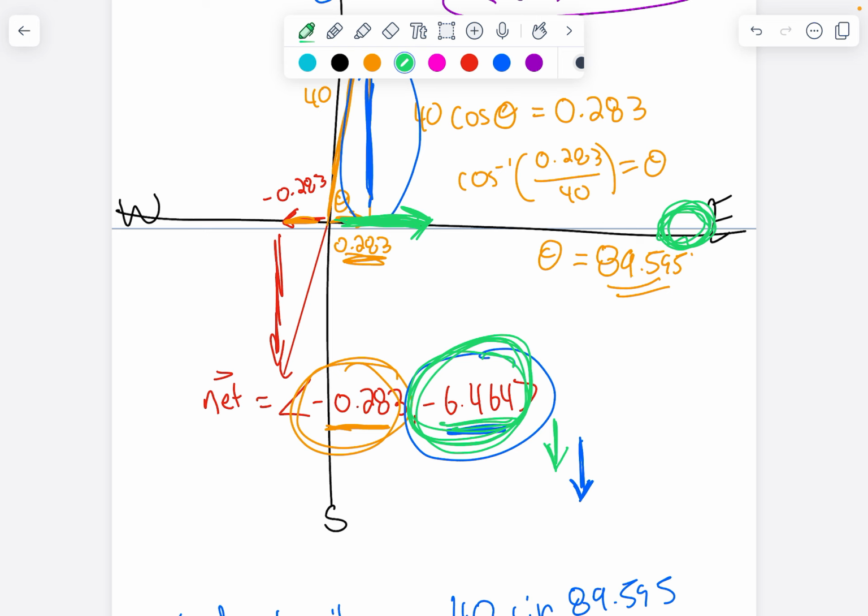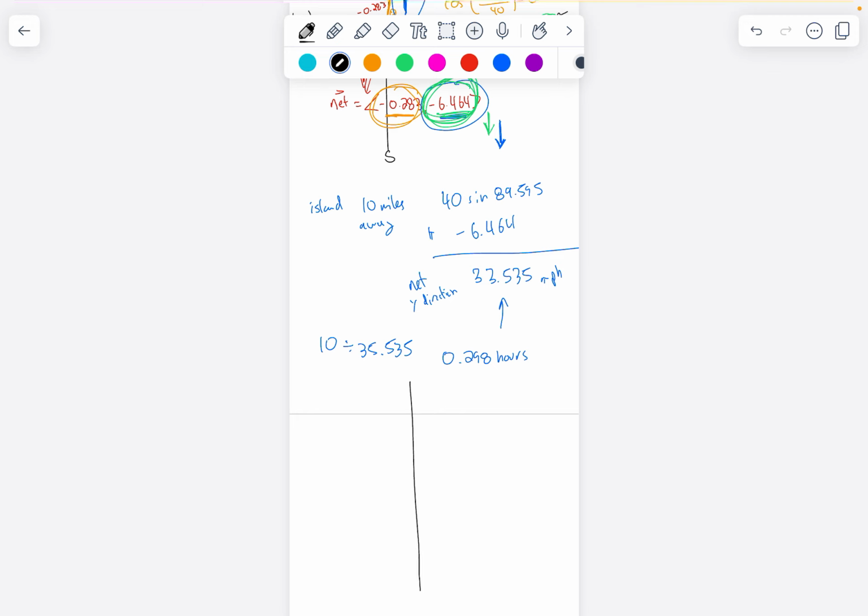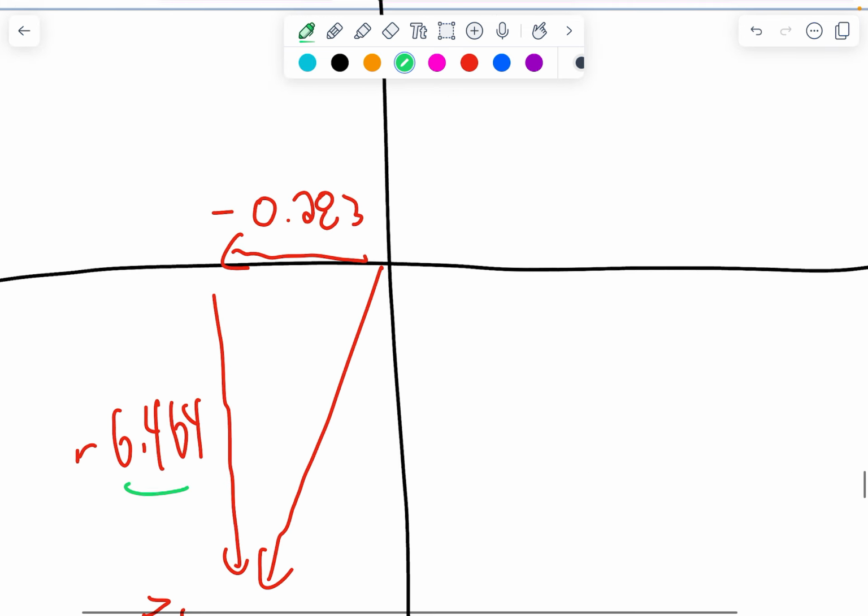So how do I do that? I pick an angle that counteracts this component. The diagram's getting cluttered. Make a new diagram, doesn't take long. Here we go. I've got my net vector here. This is the current and the wind, but together they produce one net effect. The net effect in the y direction is negative 6.464. The net effect in the x is negative 0.283. We don't care about the x. We need to counteract this y. So logically, I'm probably going to want to point somewhere this way.